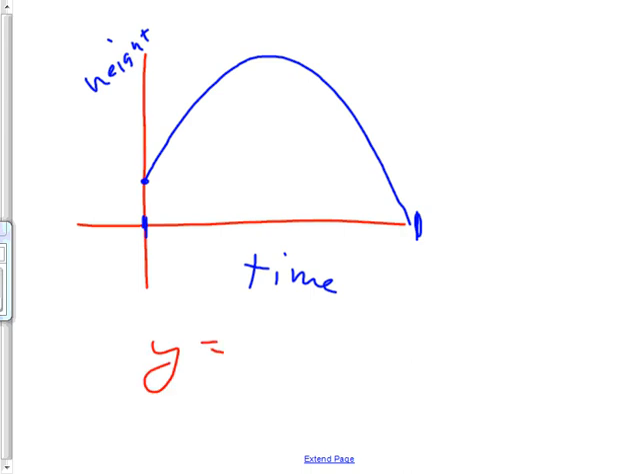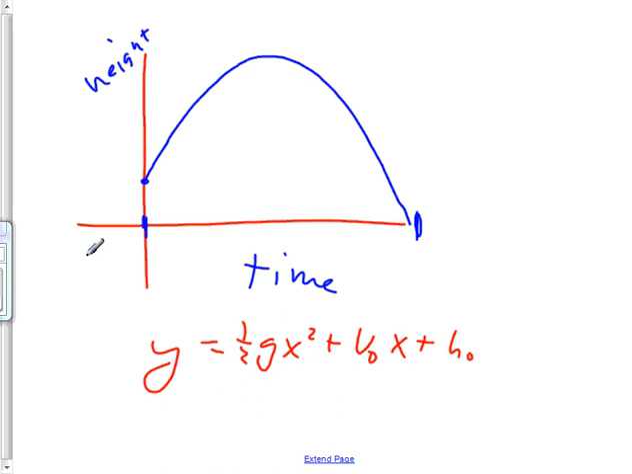Y equals. You ready? You have to write down a big equation. Okay. Y equals 1/2 g x squared plus v sub 0 x plus h sub 0. That is not ho. It is h sub 0. Okay. So, in this, there's a bunch of variables.